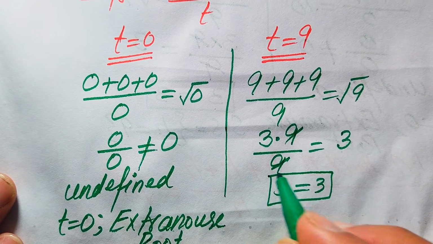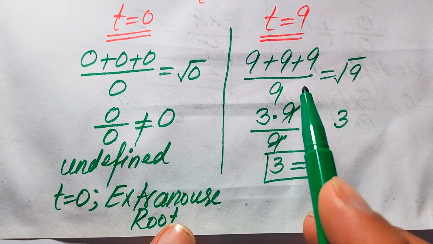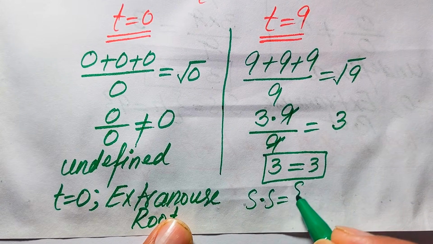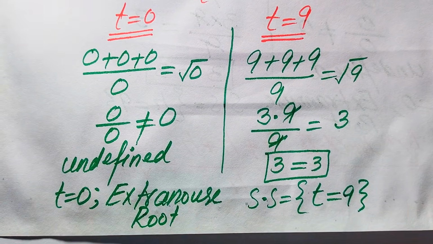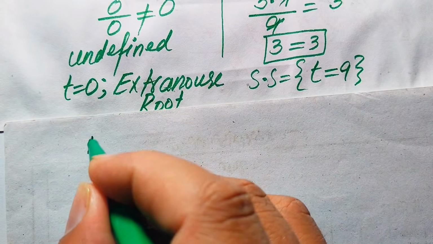So this shows that both sides are equal. This means that the value t equals 9 satisfies our given question statement. So finally we have the solution set of this problem: t equals 9. This is the only solution which we get in this method. And now in the next step, we again solve this problem by the second method.